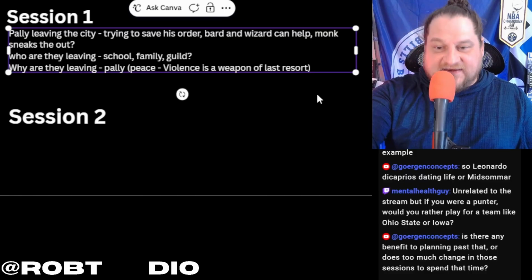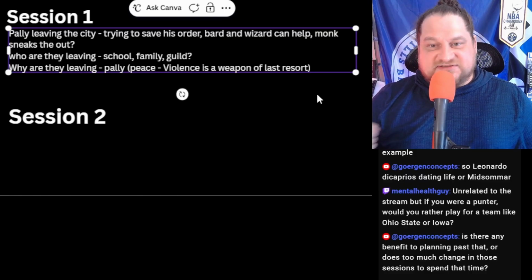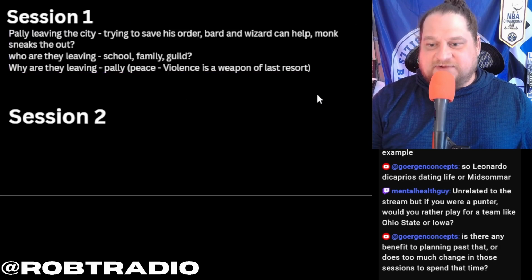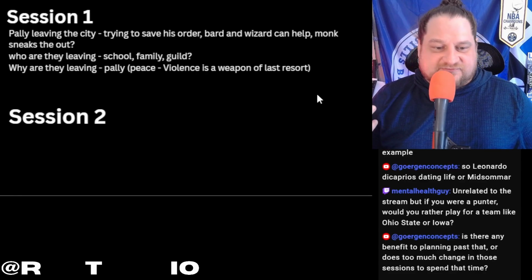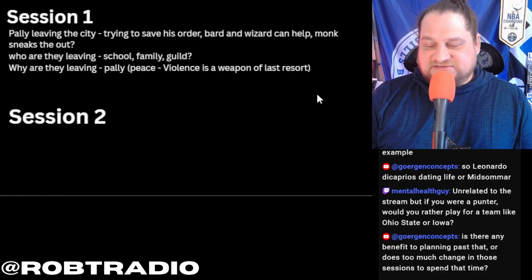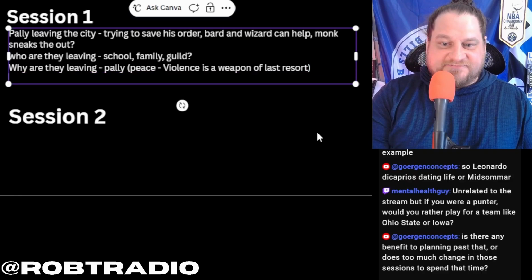For the paladin, I feel like it would be pretty simple. The current ruler of the city no longer aligns with their idea of what is right, what is appropriate. And so we would need some sort of low-level conflict here, right?